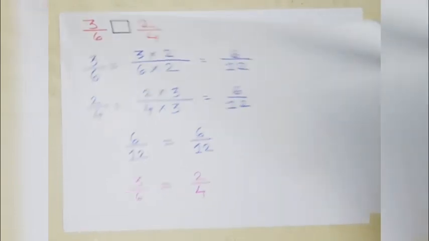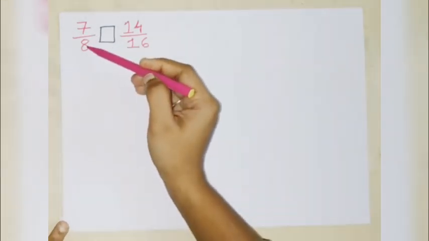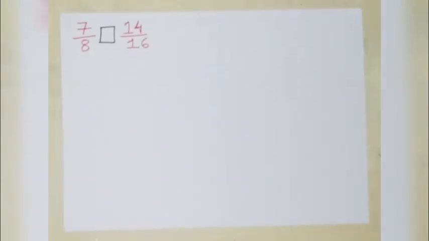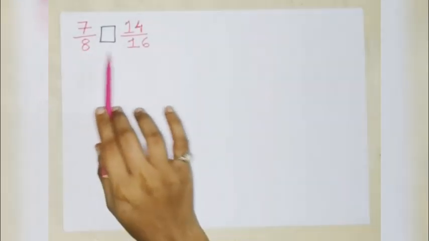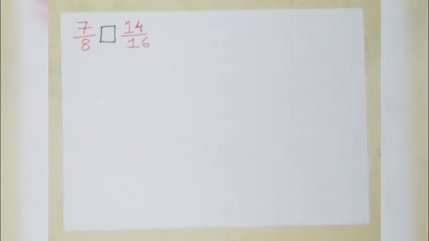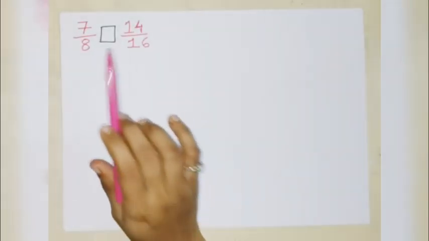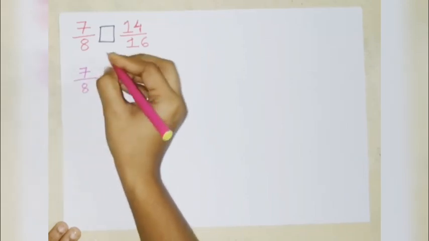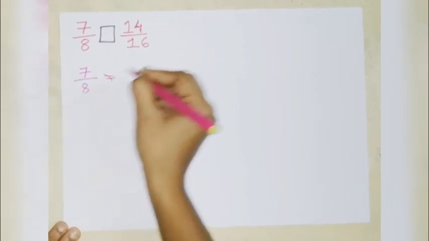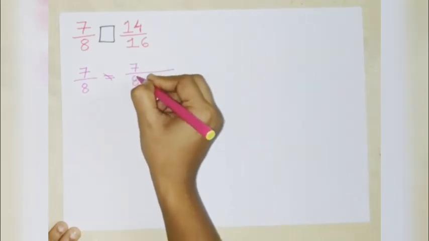We will see the next example. Here, your question is 7 upon 8 and 14 upon 16. Children, can you all tell me which is the greater fraction and which is the smaller fraction? No, we can't tell because here numerators are different and even denominators are different. But 16 is coming in the table of 8. So we will convert this 8 into 16. But how? So children, 7 upon 8.